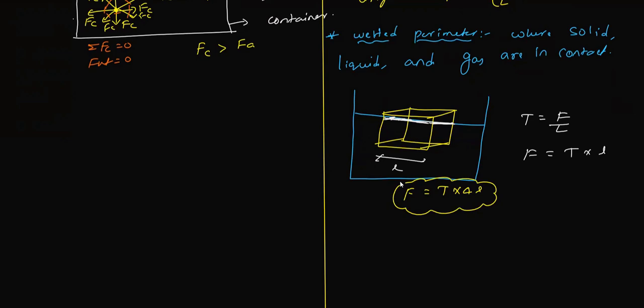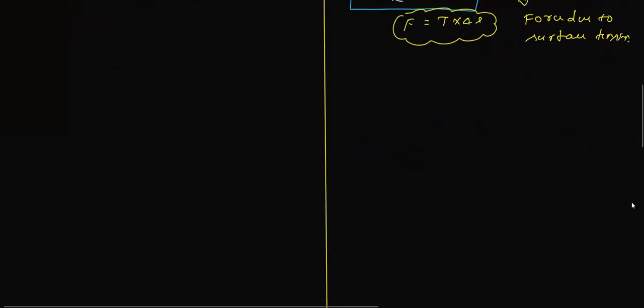So here, F is nothing but the force due to surface tension, and T is the surface tension. L is the wetted perimeter. For example, F equal to T into L. This is the standard formula which you have to remember.